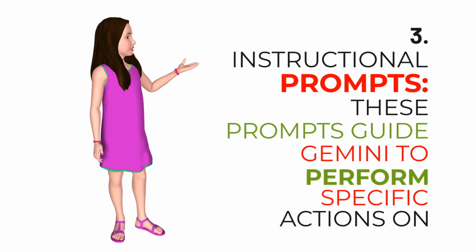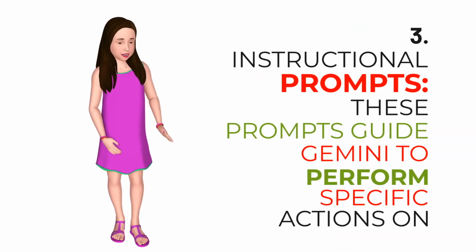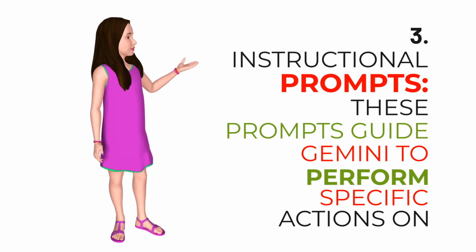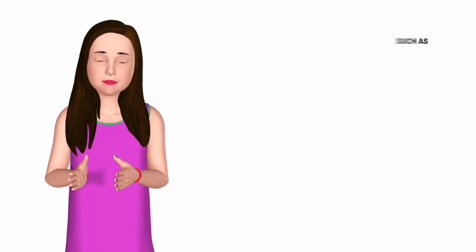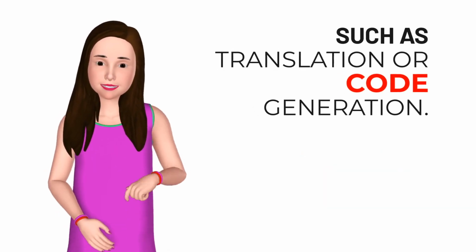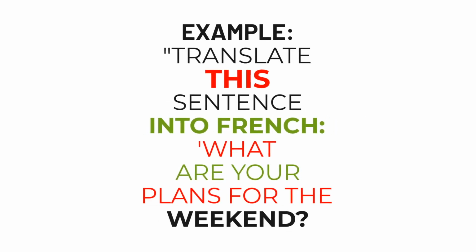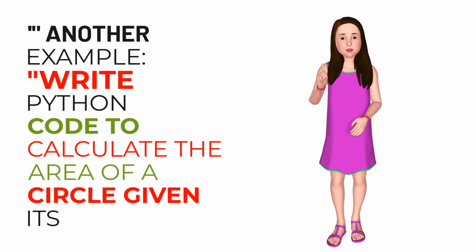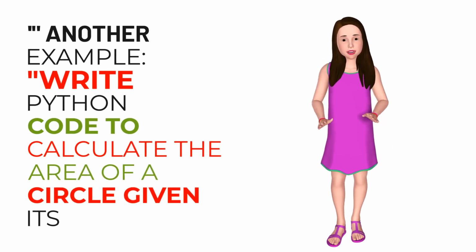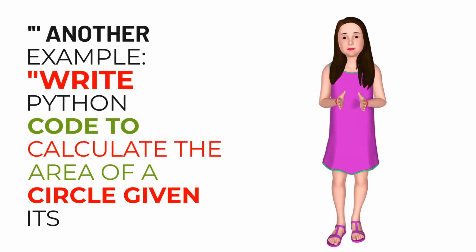3. Instructional prompts. These prompts guide Gemini to perform specific actions on your behalf, such as translation or code generation. Example: translate this sentence into French. What are your plans for the weekend? Another example: write Python code to calculate the area of a circle given its radius.